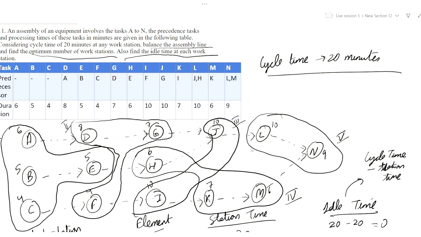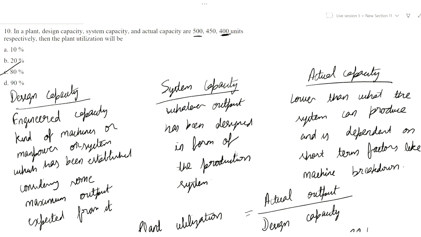Next, we also did a question on design capacity. We saw the difference between design capacity, system capacity, and actual capacity, and from that we calculated the plant utilization, which is the actual capacity divided by the design capacity. So this is the question on plant utilization.